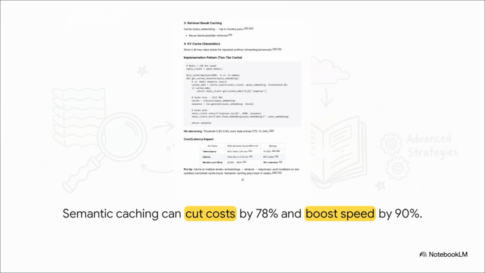the old answer from a cache. You get to skip the entire retrieval, re-ranking, and generation pipeline. The impact is just massive, not just on your wallet, but on making responses up to 90% faster. It's a true game changer.